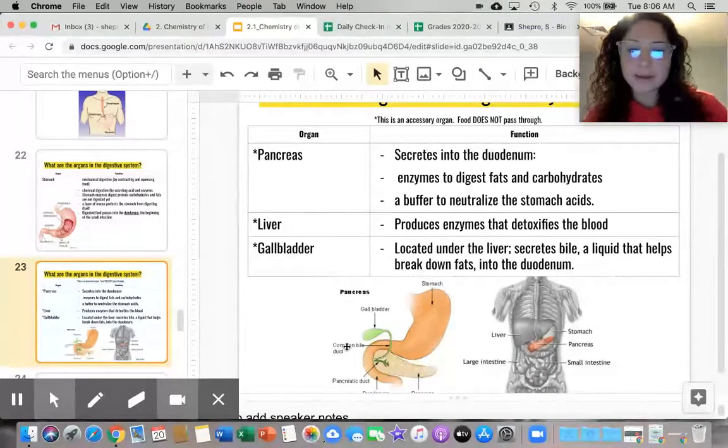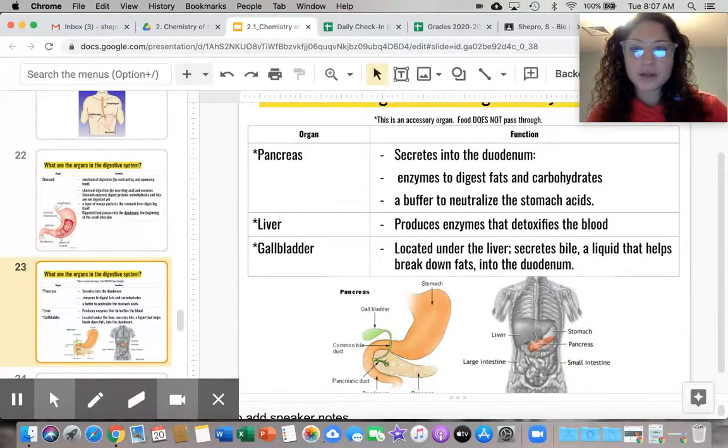So like I said, the stomach acid is a pH of 2. This buffer will bring the pH up to that neutral pH of a 7-ish. That way, the stomach acid isn't also eating through your duodenum and your small intestines.